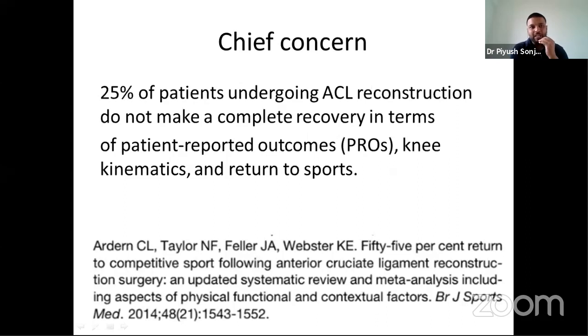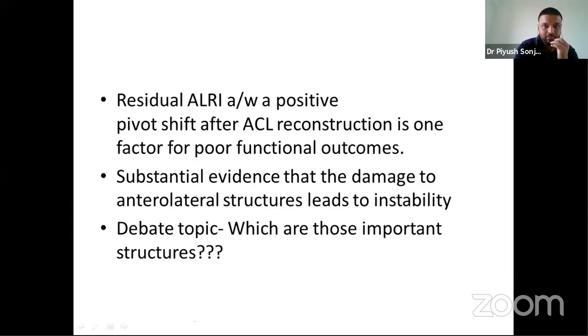And this is the average figure. There are multiple papers. One I've quoted here is by Arden. Residual anterolateral rotatory instability is associated with the pivot shift test, and it is a factor for poor functional outcomes. So there is substantial evidence that damage to the anterolateral structure leads to instability. There are multiple papers on that.